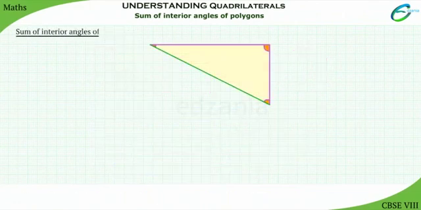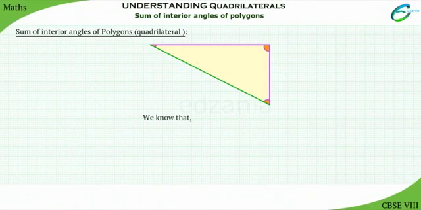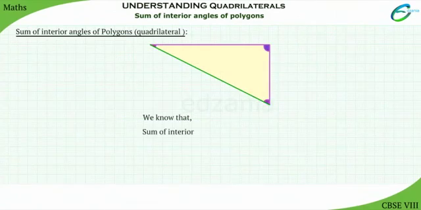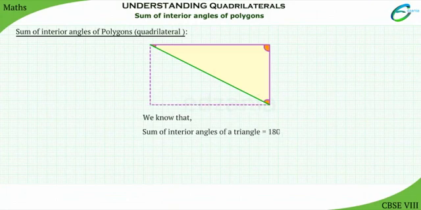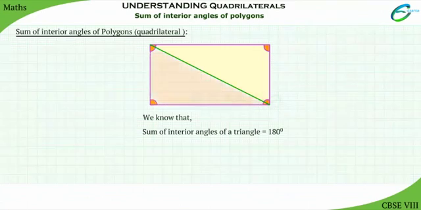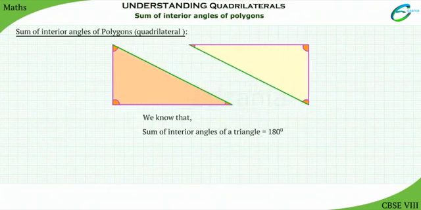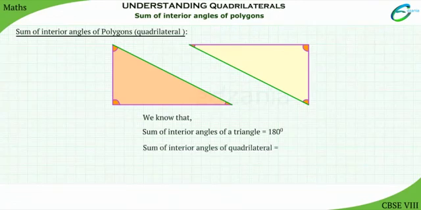Sum of interior angles of a polygon. What is the angle sum property of a triangle? The sum of interior angles of a triangle is 180 degrees. What is the sum of interior angles of a quadrilateral? To find this, we need to know how many triangles are formed in a quadrilateral. 2. What would be the sum of interior angles of a quadrilateral?